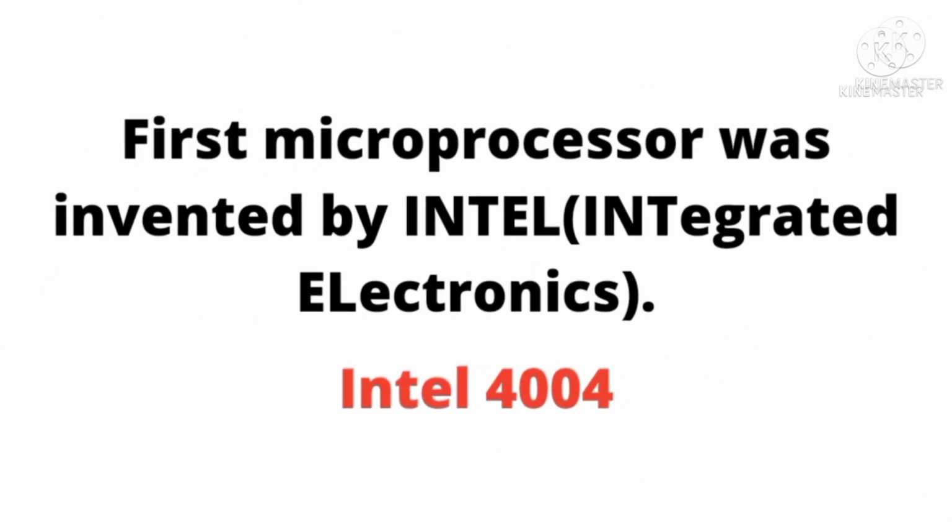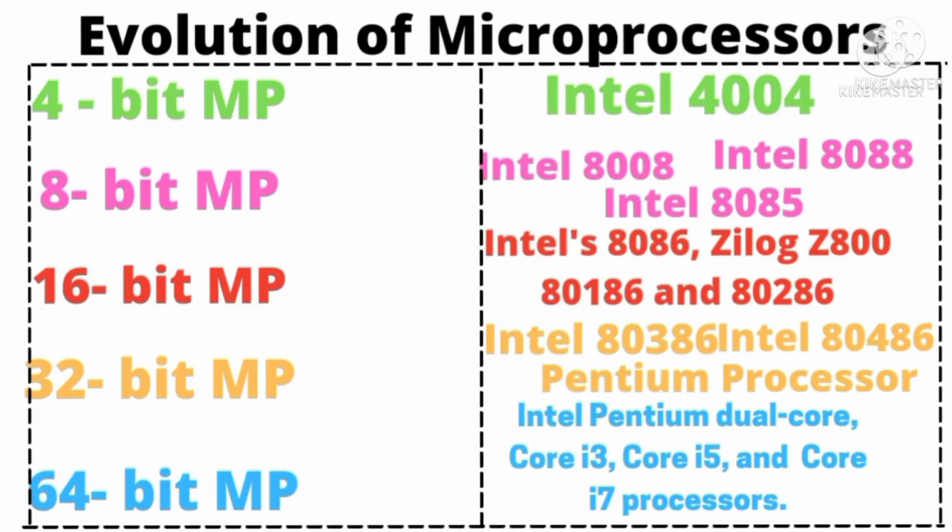Next is the evolution of the microprocessor. The first microprocessor was invented by Intel, and it is called the Intel 4004. It was a 4-bit microprocessor. As I already mentioned, our microprocessor journey started with the invention of the 4-bit processor Intel 4004. Actually, it was not an adequate microprocessor, but it found application in controlling devices. Intel 8008 was the next evolution, then 8088, then 8085, etc.